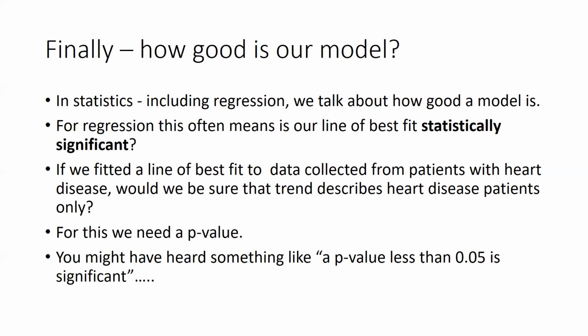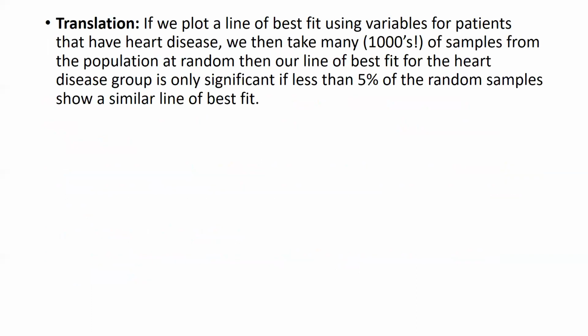You may have heard something like this: a p-value less than 0.05 means our result is significant. So we need to try and understand what a sentence like this means. What we mean is that if we were to plot a line of best fit using variables for patients that have heart disease, and then we take many thousands of samples from the population at random, then our line of best fit for the heart disease group is only significant if less than 5% of random samples show a similar line of best fit.